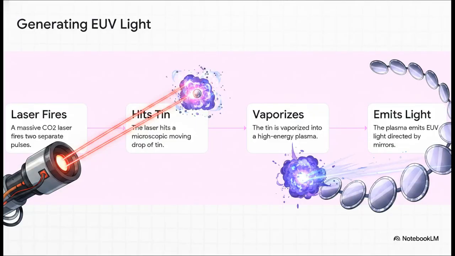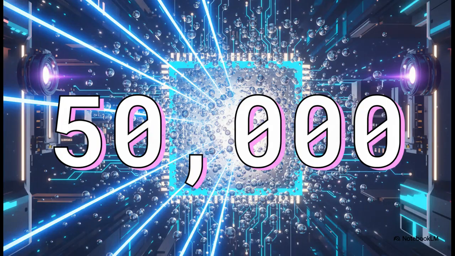But how do you even generate 13.5 nanometer light? Honestly, it reads like pure science fiction. Step 1, a massive CO2 laser fires. Step 2, it hits this microscopic, super fast-moving drop of molten tin. Step 3, it instantly vaporizes that tin into a high-energy plasma. And step 4, that exact plasma emits the EUV light, which gets carefully guided by a series of incredibly precise mirrors.